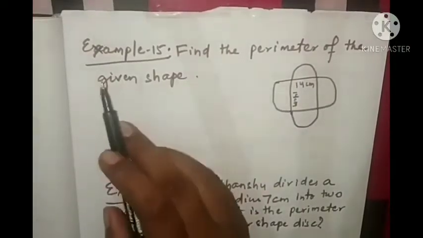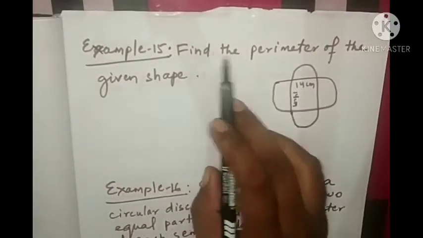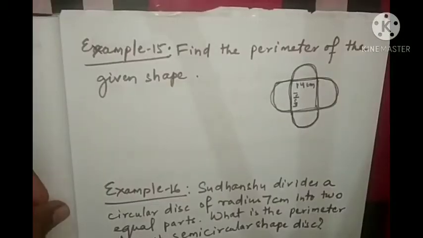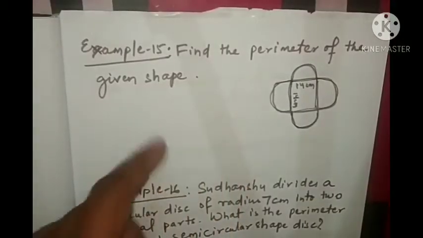Next it is given example 15. Look at here. Find the perimeter of the given shape. Here shape is given. You have to find the perimeter. So here look here. This is a semicircle. This is also a semicircle. And this is also a semicircle. And here it is forming what? This is forming a square. Because here 40 centimeter length. Here also 40 centimeter length. So here given find the perimeter of the given shape.